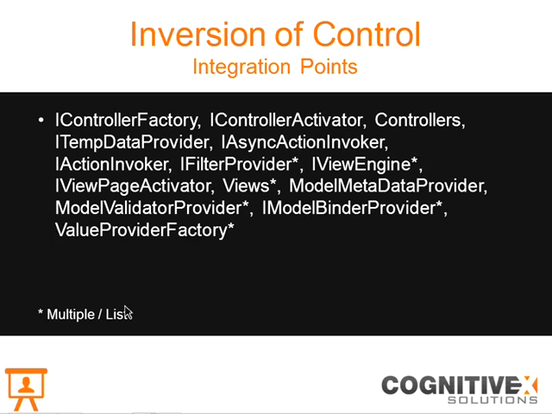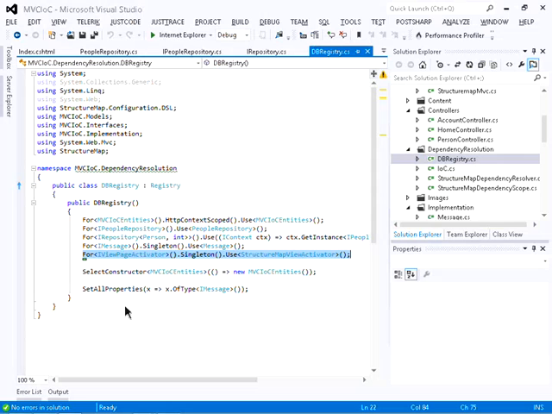Then we have the metadata providers, the validator providers, the binder providers, and the value provider factory, which is a bit more of an advanced topic that we just don't have time to get into today. But just know that if you know what those are, you can register those with an IOC container, and MVC will be able to pick them up.